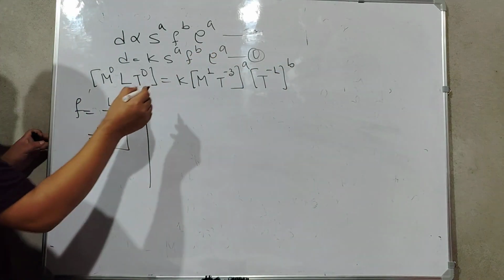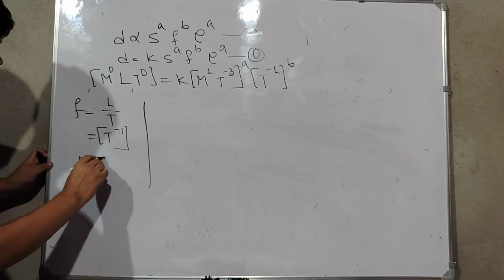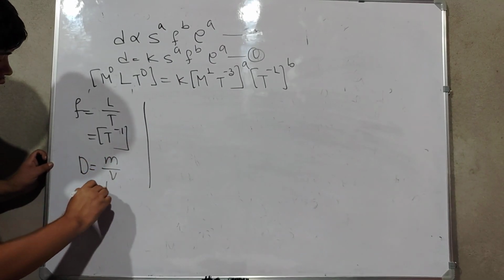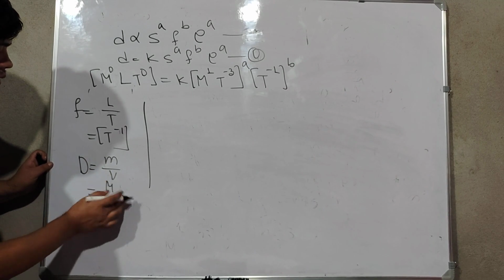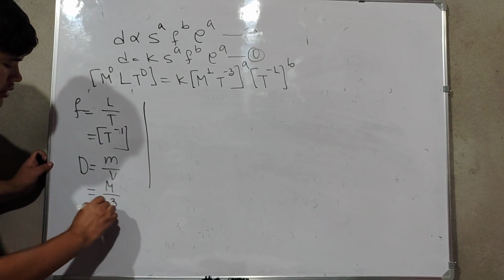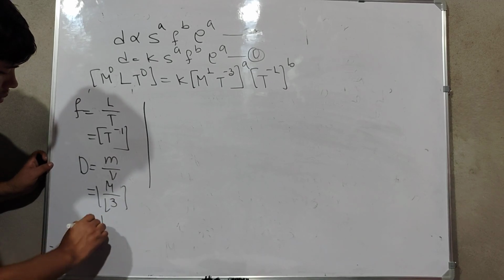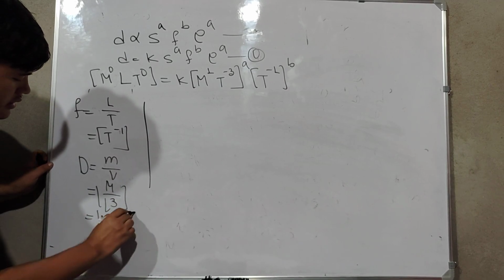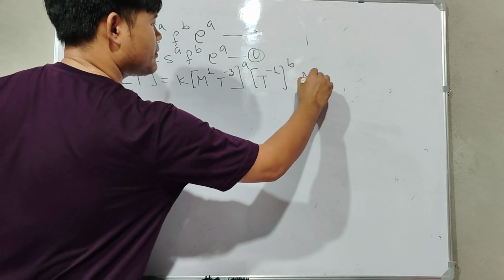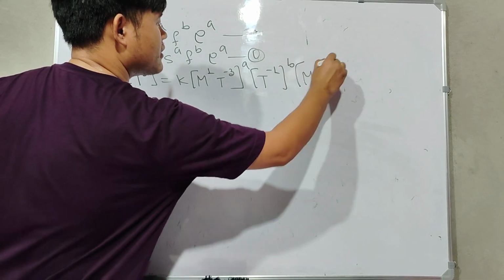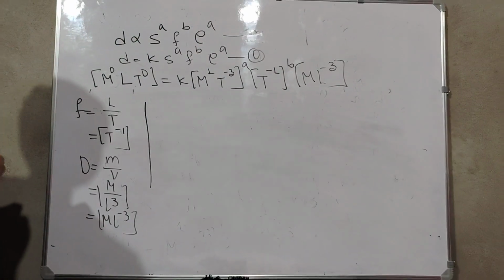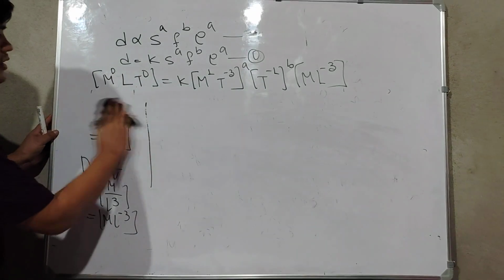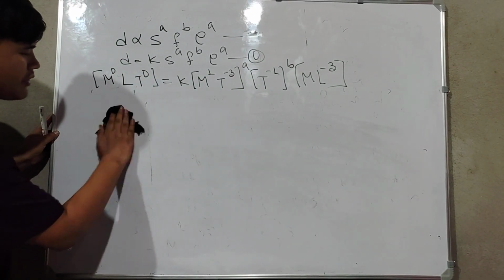And rho means what? Density. Density means mass by volume. So M, and volume means length cube. So when it comes up, M L to the power minus 3. Yes, that's it. Now we can arrange it. After that, you equate it.